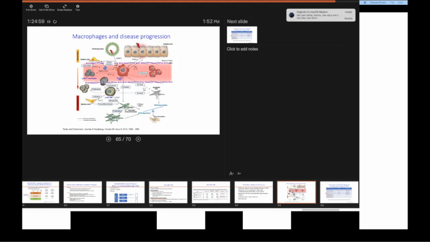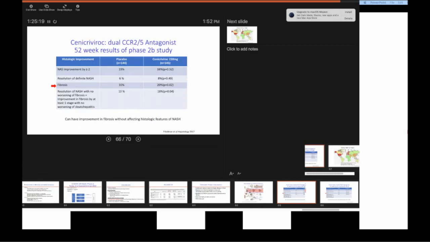This is a super busy slide. I apologize for that, but this is just to show you that chemokine ligand 2 is important for stellate cells and monocyte activation and ultimately fibrosis. Okay, and this is the cenicriviroc study. So this is the dual CCR2, so chemokine receptor 2 and 5 antagonist that was done at 52 weeks. And this was actually the first study. So when you look at it, it doesn't really look like it helps with NASH at all, right? Because the placebo is at 6% and the cenicriviroc was at 8%.